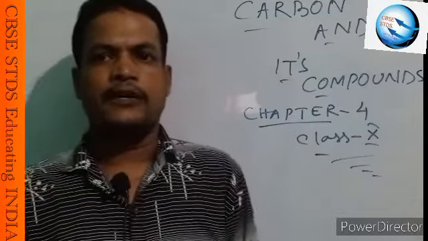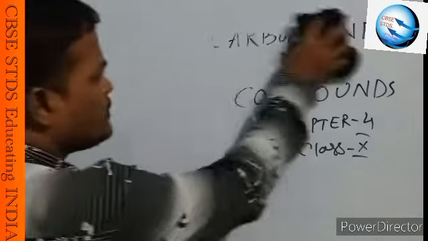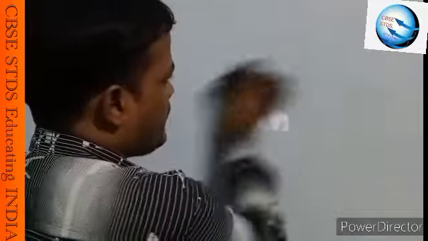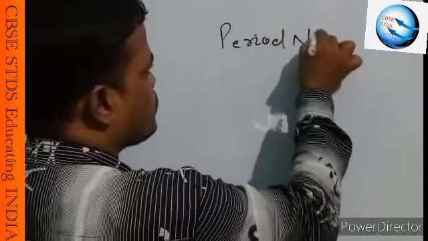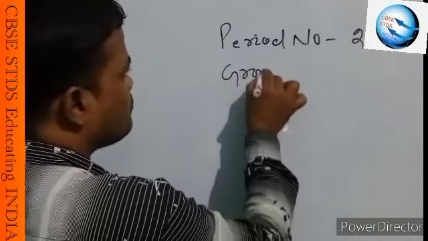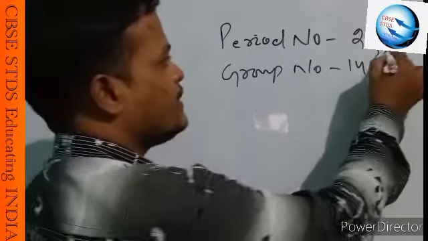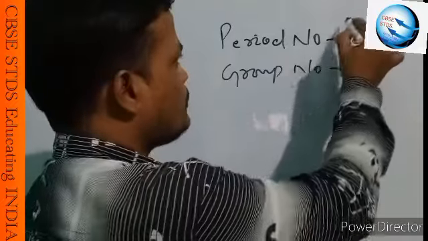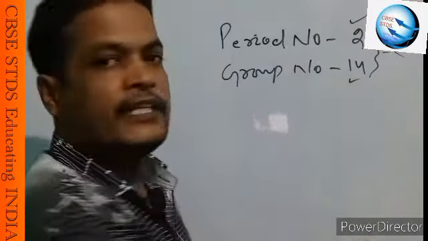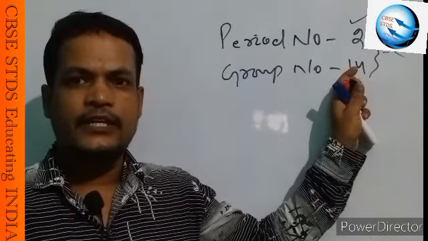Let us have a look. Carbon is a non-metallic element found in the periodic table, having period number 2 and group number 14. It is the address of carbon in the periodic table. Is it right? Where can we find carbon in the periodic table? If we go to period number 2 and group number 14, then we will find the element carbon, which is a non-metal.